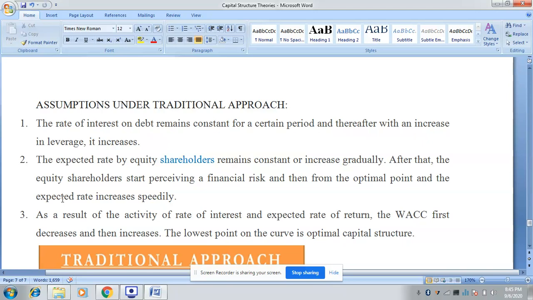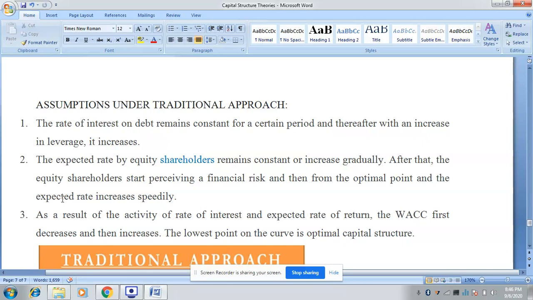The expected rate by equity shareholders remains constant or increases gradually. So both the assumptions are applicable here. The return expected by the equity shareholders sometimes remains constant, sometimes increases gradually. Whenever the expectation of equity shareholders increases gradually, you should assume that the firm has increased its leverage. That means the firm borrowed more debt, so the expectations of equity shareholders have considerably increased, because when you employ more debt capital, there is more risk in the business. When there is a loss, all these debt holders will not come to share it because they are not owners, but equity shareholders have to bear it. Correct? So when there is a high risk, they expect high return.